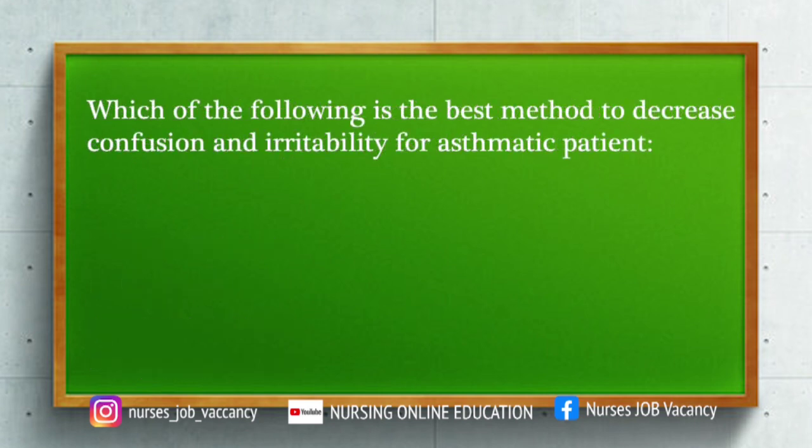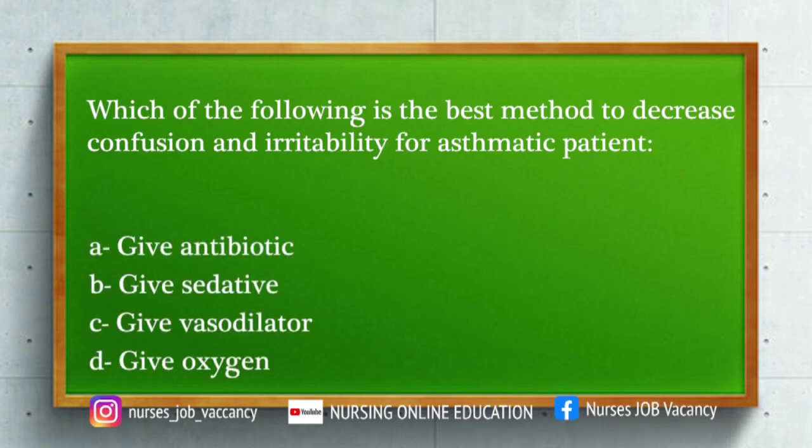Next question. Which of the following is the best method to decrease confusion and irritability for an asthmatic patient? A. Give antibiotic. B. Give sedative. C. Give vasodilator. D. Give oxygen.